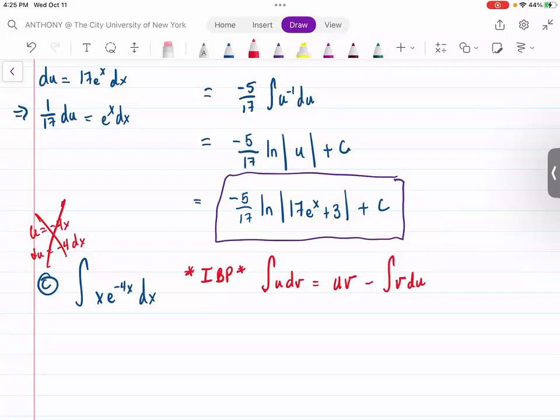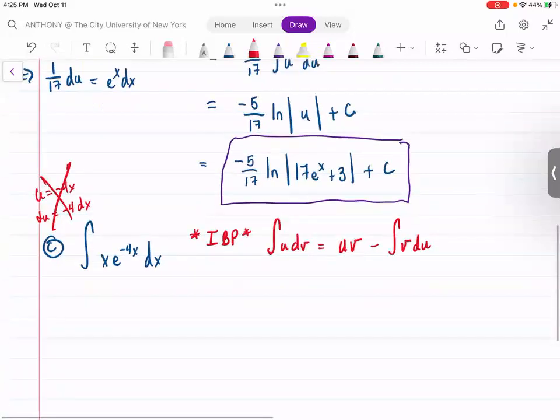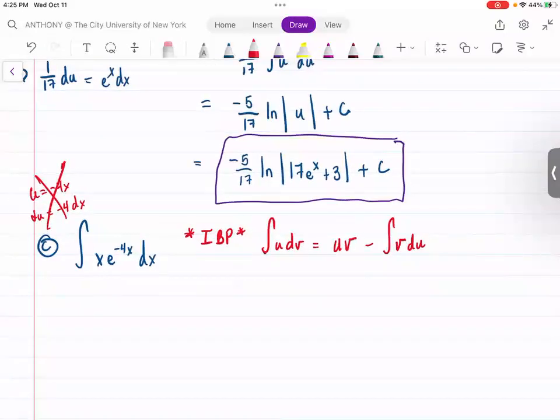Your dv is going to be e to the negative 4x dx, okay? So we make u equal to x, and we have dv equal to e to the negative 4x dx. Okay, now what is the derivative of u? 1. So we say du is equal to 1 dx, or just simply dx.